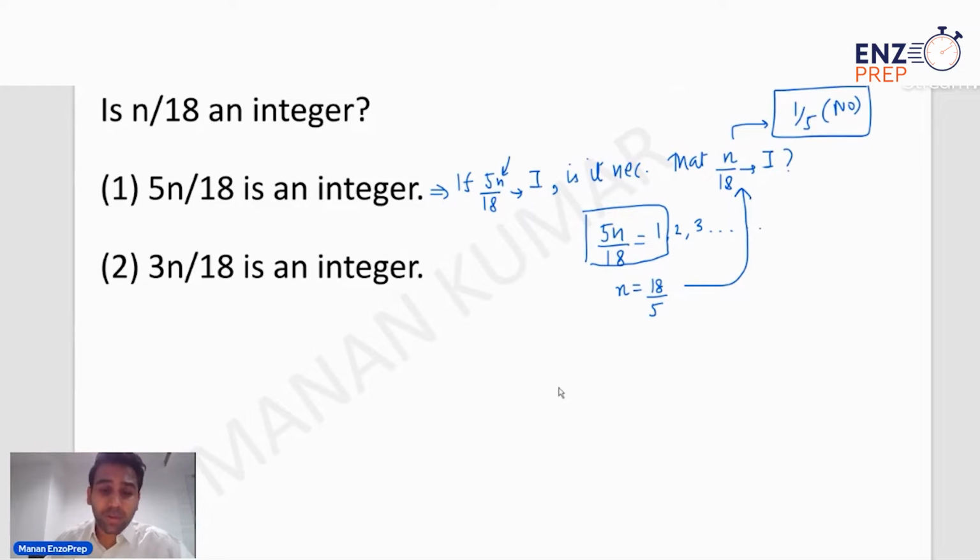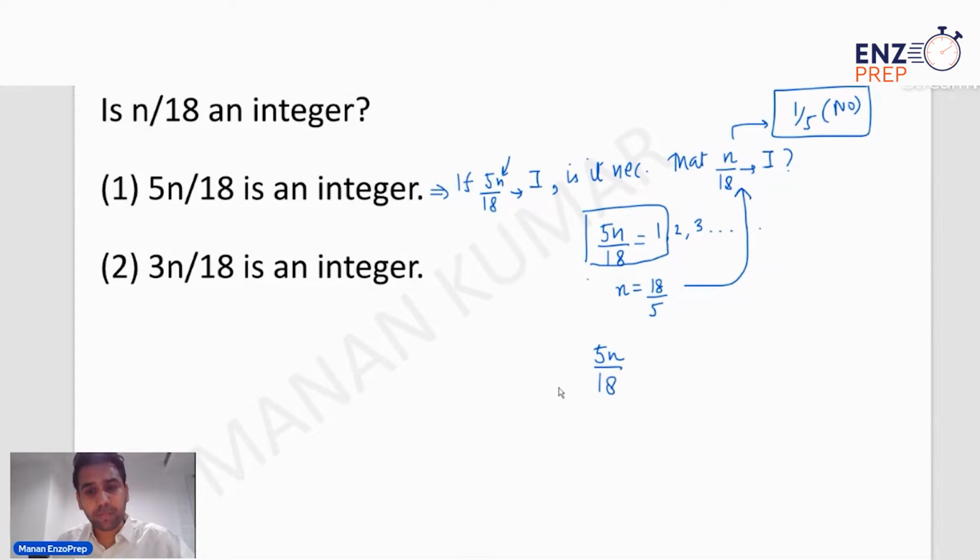The number one trap to avoid on data sufficiency, something that's tested to varying extents on every single question in DS, is the assumption trap. That's where you start assuming that x could only be positive numbers, or only negative numbers, or only integers or only fractions. If there is nothing given about the variable, please understand it is free to assume any value on the number line. So if 5n by 18 is equal to 1, you get n to be 18 by 5, and plugging it back in, you get n by 18 to be 1 by 5, which is not an integer.